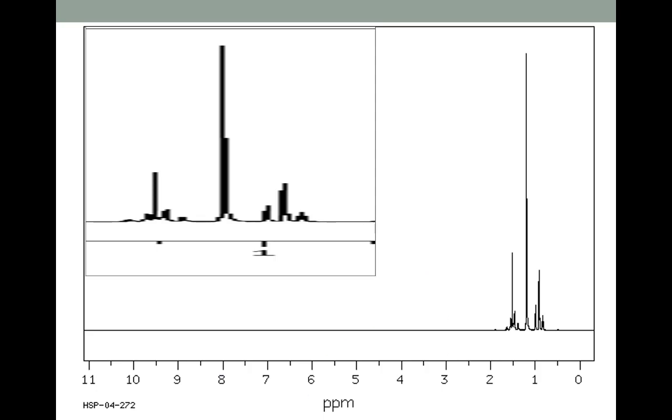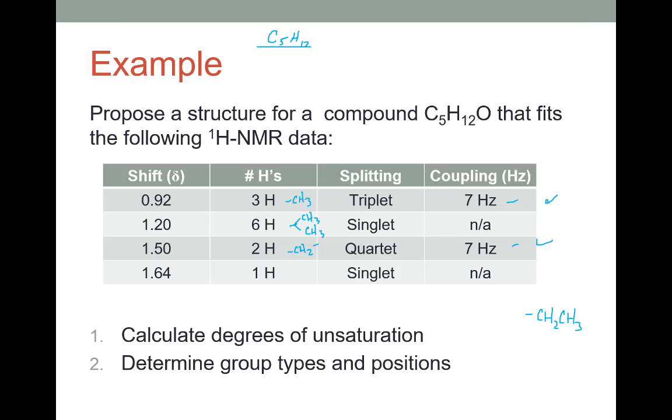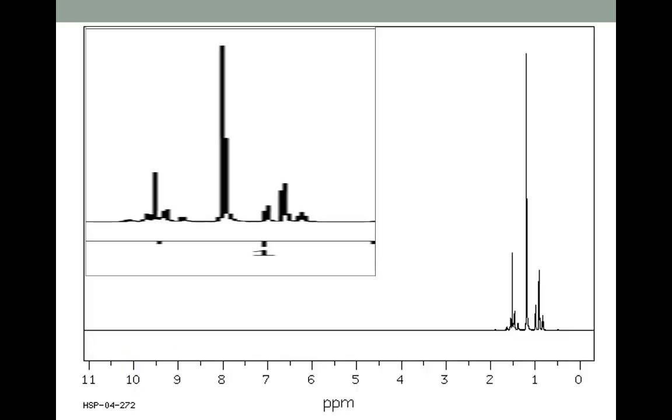I want to back up just 1 second and point out, notice how close together these 4 groups are: 0.92, 1.2, 1.5, 1.6. We see this absolutely tragic overlapping mess of junk here. If we were to zoom in quite a bit, we can see our signals. This particular one was not taken on a great instrument, but we can see those individual signals showing up for us.